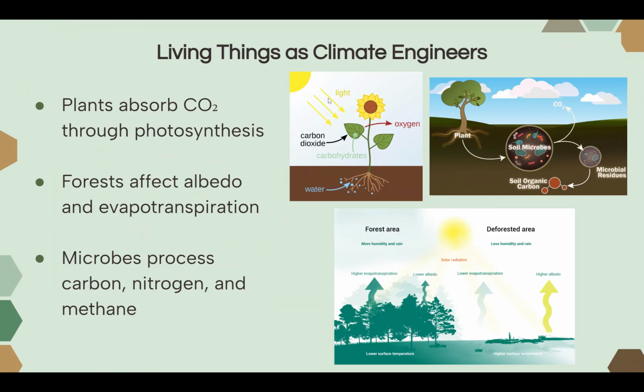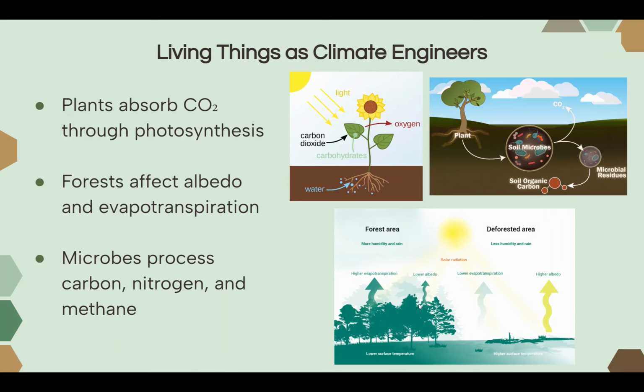Plants absorb carbon dioxide from the atmosphere through photosynthesis to keep the levels of carbon dioxide in the atmosphere stable. Forests can affect the albedo of the Earth. Albedo is how much sunlight is reflected from the Earth's surface. If you have lots of forests, we have more of a darker surface, so those surfaces actually absorb more sunlight.